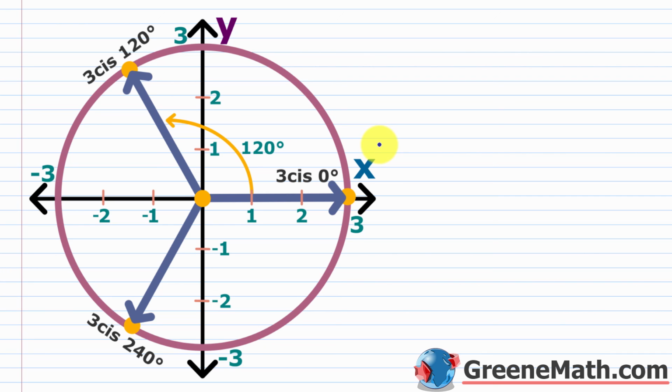Again, figure out the magnitude or the length of the vectors. You're going to sketch yourself a little circle with a radius of that number. In this case, it's 3, and a center at the origin. So all of your vectors are going to be position vectors, initial point at the origin, terminal point's going to be on that circle, and you just get your direction angle from your roots. So we had 0 degrees, 120 degrees, and then 240 degrees.